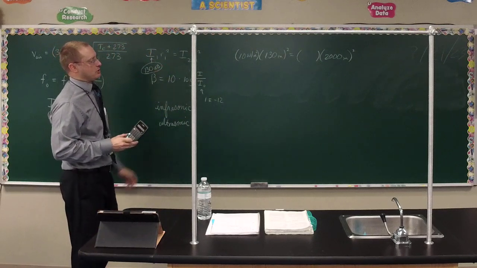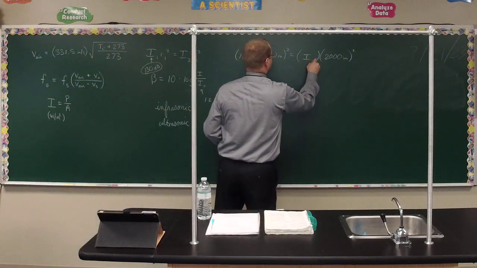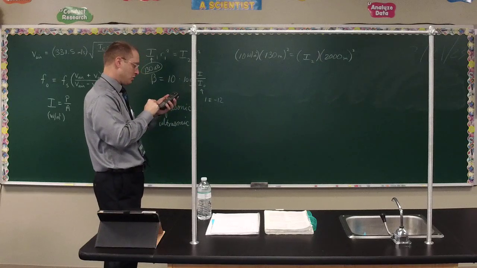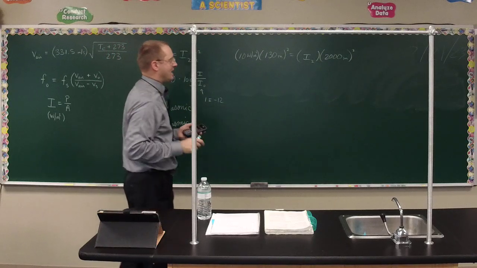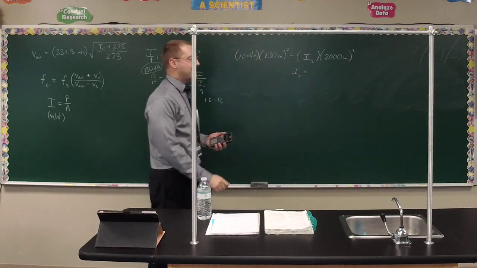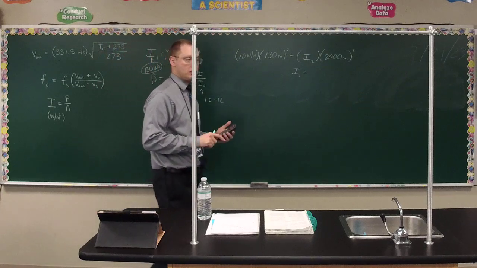Well, what about 2,000 meters? Is it going to be nearly as bad? Well, let's go and find out. So what you should have done then was take the 10 times the 130 squared, divide out the 2,000 squared, and you get a much lower intensity. What do we get for that second intensity? This isn't the final answer, but the intensity at 2,000 meters.